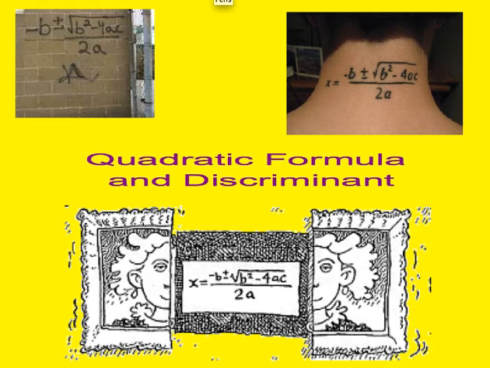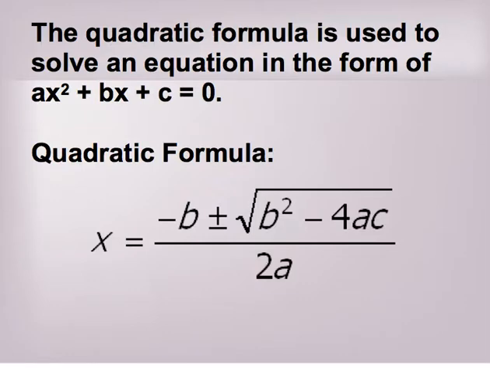Today we're going to do section 4.8, which is on the quadratic formula and discriminant. First of all, what is the quadratic formula? This can be derived by completing the square of ax squared plus bx plus c equals 0. If you wanted to solve for x, you can take negative b plus or minus the square root of b squared minus 4ac all over 2a.